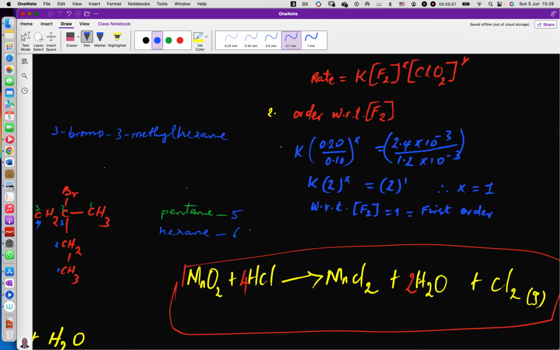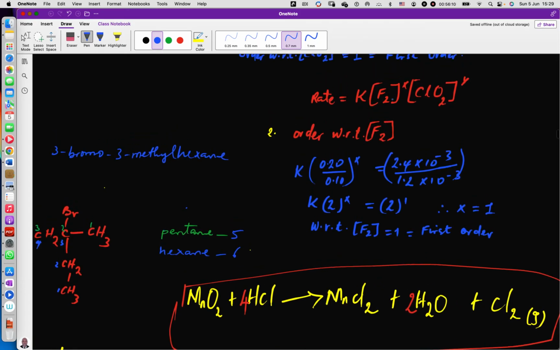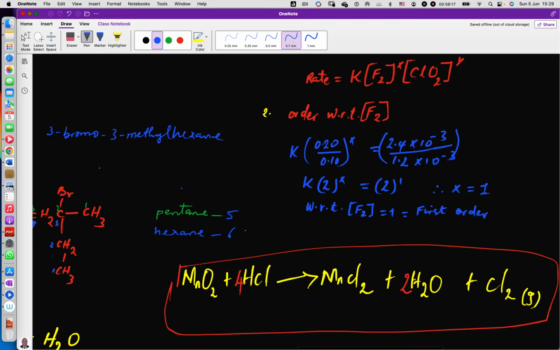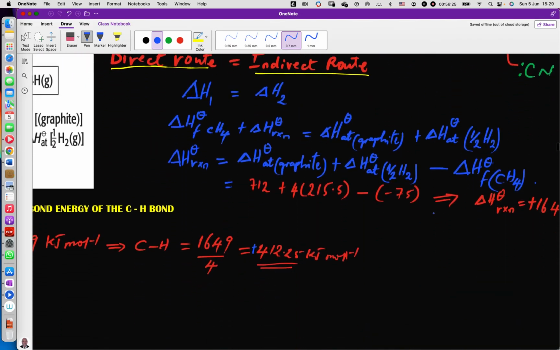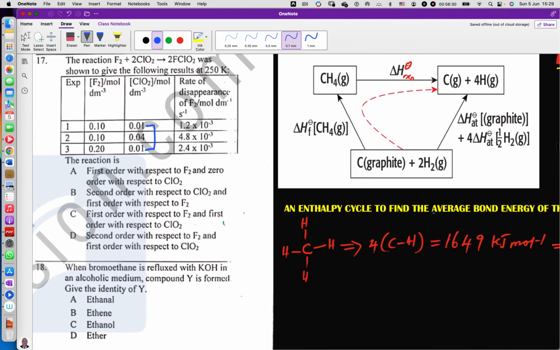Why we use K: I decided to use K here because of how we write the rate equation, like in this case here. The rate will be equal to this to the x and this to the y. Now let me go back again. So the order with respect to fluorine is first order. Now let me calculate the order with respect to chlorate.